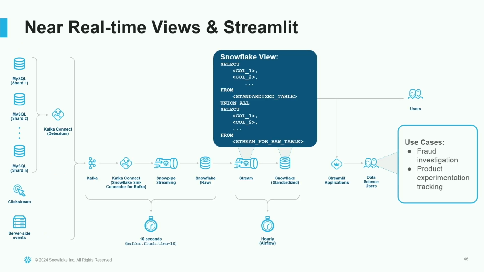You might have heard about AppFolio Streamlit applications at last year's summit. This slide shows a complete picture of how we use these near real-time views with Streamlit for fraud investigation and product experimentation tracking. On the left, we have our various data sources being loaded into Kafka, which then flow into Snowflake via Snowpipe streaming. We have our streams capturing the incremental additions to each of the raw tables, which are then loaded into our standardized tables via Airflow. We then have our near real-time views, which perform a union between the standardized tables and the streams, which are made available to the end users directly or via the Streamlit applications.